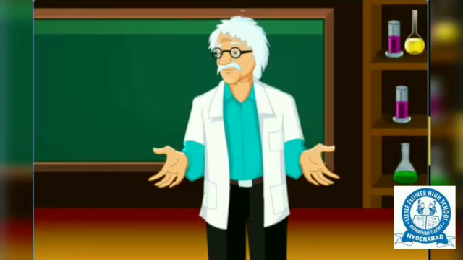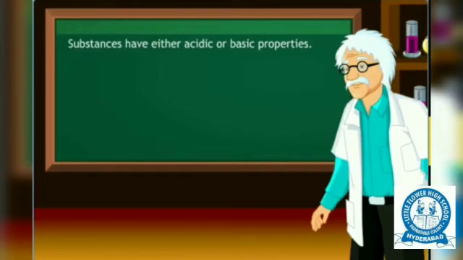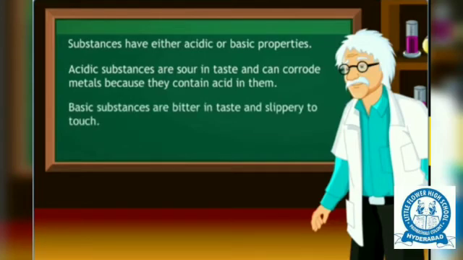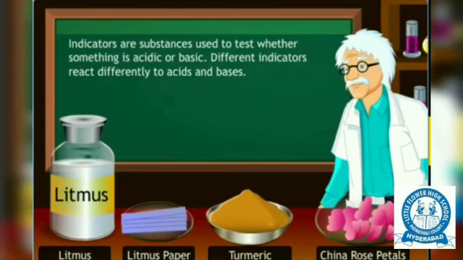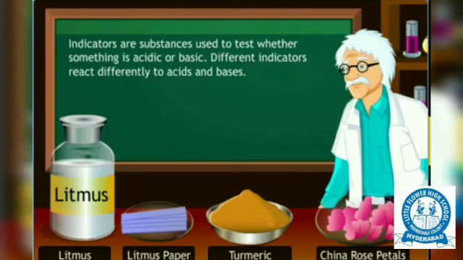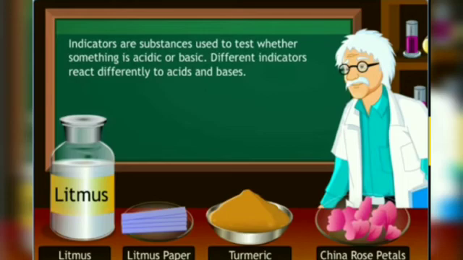Well, that was fun. Let's recap what we learnt out there in the park. Many substances we encounter have either acidic or basic properties. Acidic substances are sour in taste. In fact, the word acid comes from the Latin word acer, which means sour. Basic substances are bitter in taste and slippery to touch. Indicators are substances used to test whether something is acidic or basic. Different indicators react differently to acids and bases. Indicators change their color depending on whether they are added to an acidic or basic substance. Some natural indicators are litmus, turmeric, and China rose.